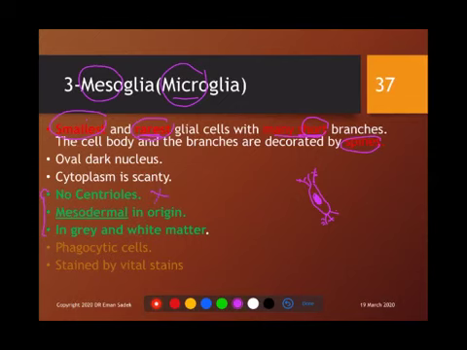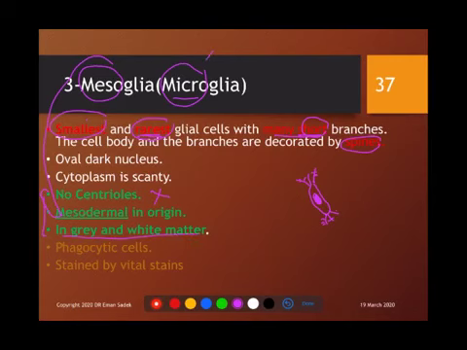As regards the origin, not from the ectoderm as the previous two. They are from the mesoderm, so they are called mesoglia. So meso comes from the origin, which is the mesoderm. Microglia from the small size. They are present, as all types, in the gray and white matter.